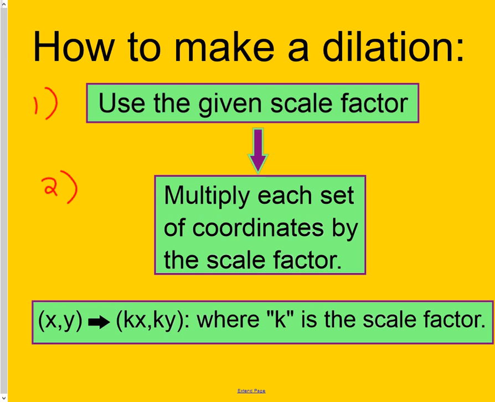So in other words, if you have the point (x, y) and you know the scale factor is k, we're just going to use a variable because we don't have a number right now, it would be (kx, ky). If we actually had numbers, say the point (2, 3) and our scale factor was 2, to figure that out, we would do 2 times 2.